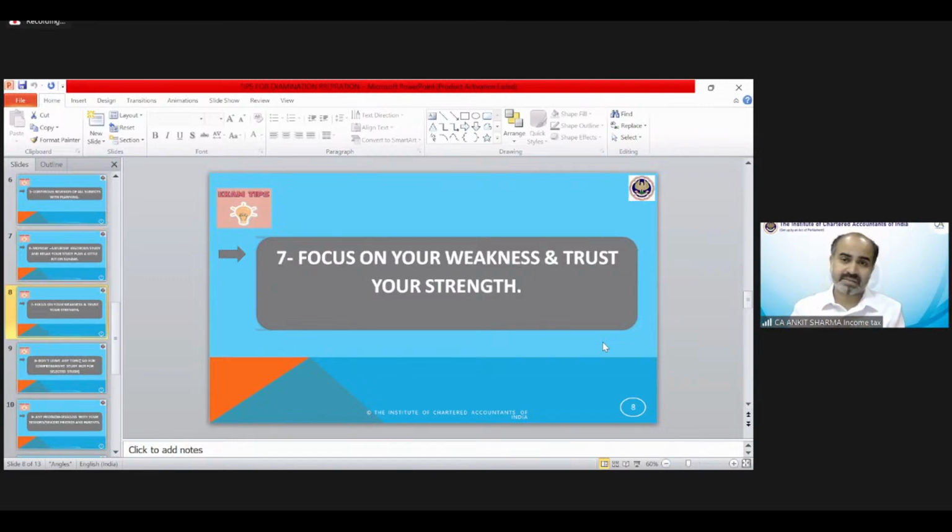Focus on your weaknesses and trust your strength. Very, very important for your examination. We all know that we are weak in some topics of a particular subject, or we are weak in a particular subject only. Somebody might feel that GST is very difficult, or someone feels income tax is very difficult, or someone feels income tax is easy but PGBP is very difficult, or PGBP and salary both are difficult, or somebody feels that accounts is difficult and income tax also, and other chapters and subjects also.